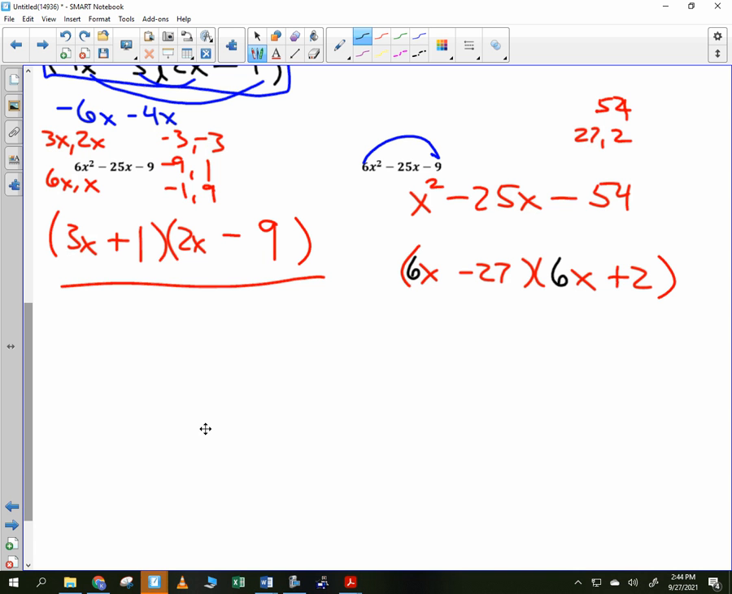6 and 27 are divisible by 3. So you get 2x minus 9. And 6 and 2 are divisible by 2, so 3x plus 1. So you can see either way you do it, you come up with the same result.